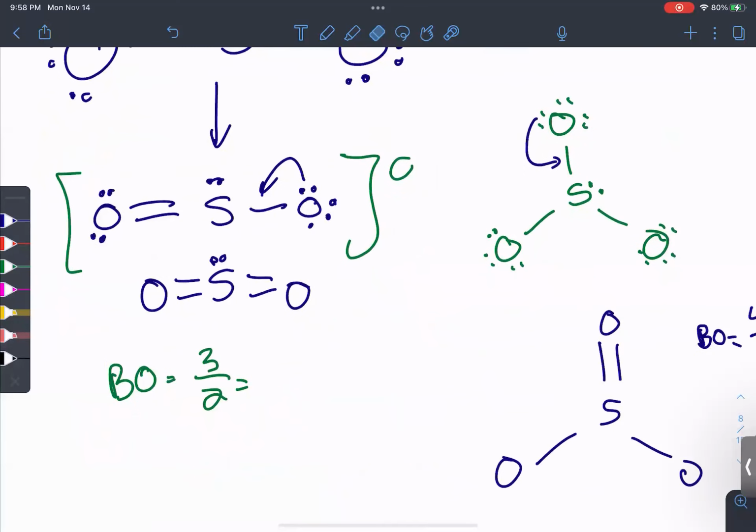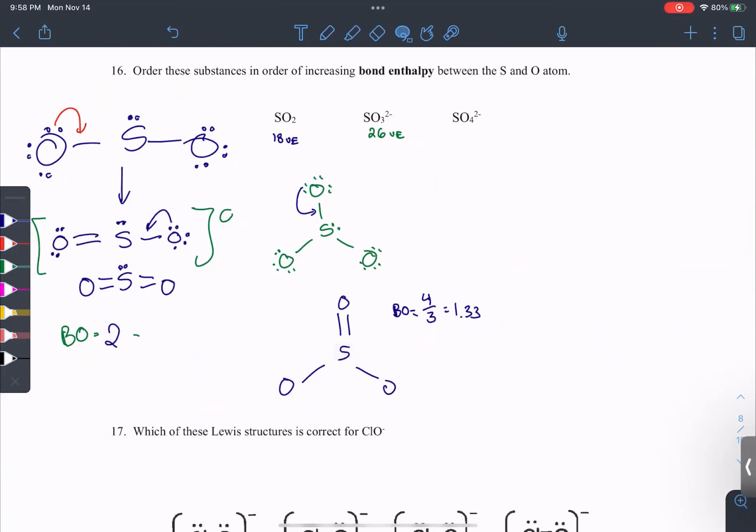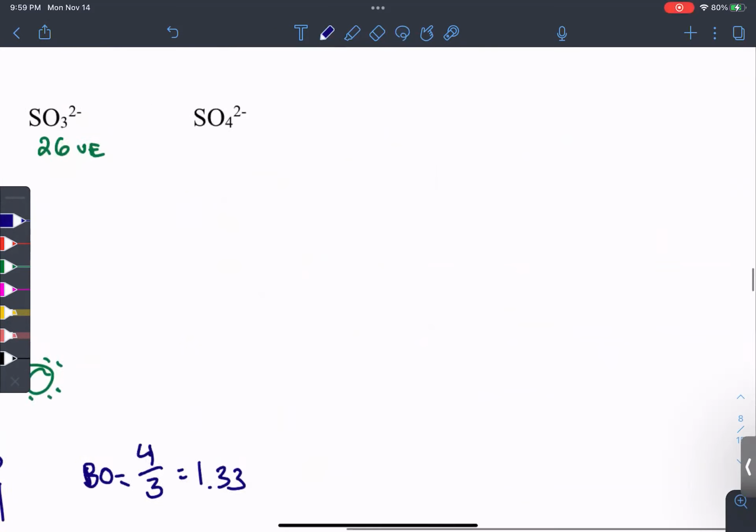So the bond order here is 2, because there's no resonance. So does this molecule undergo resonance? No, it's just 2 double bonds. Okay. So there we go. So the bond order for sulfite is 1.33. So let's do sulfate real quick.